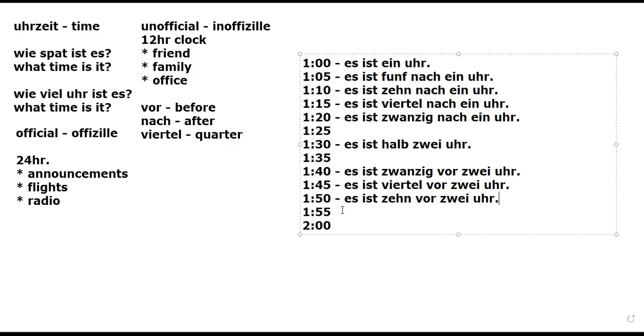Okay. Then the 1:55 one, 5 minutes are there. So as is fünf vor 2 Uhr. Sehr gut. Okay, and now what time is it? As is 2 Uhr. Yes. Okay, as is 2 Uhr. Now we reach here. Okay, what is 25 and 35?